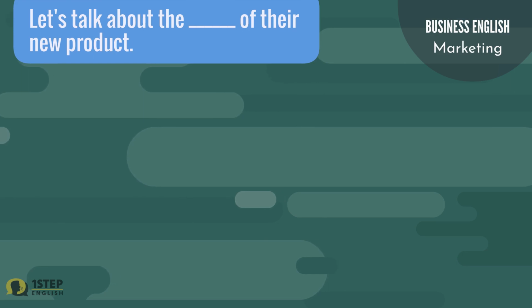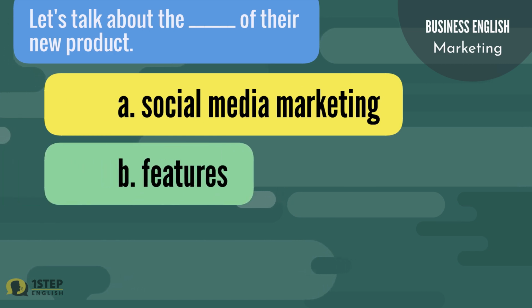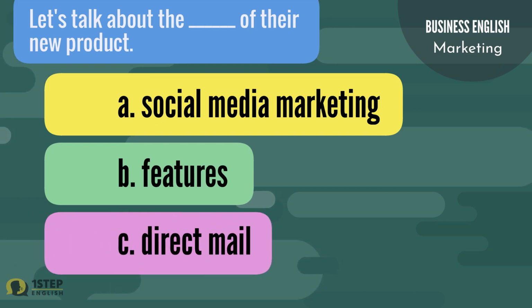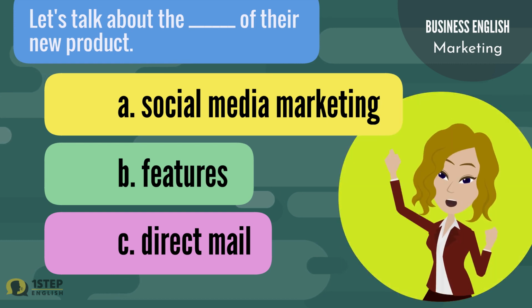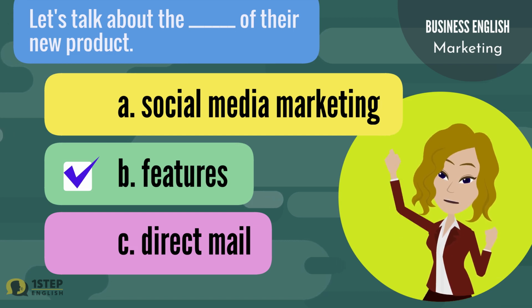Let's talk about the blank of their new product. Letter A. Social media marketing. Letter B. Features. Letter C. Direct mail. The correct answer is letter B. Features. Let's talk about the features of their new product.